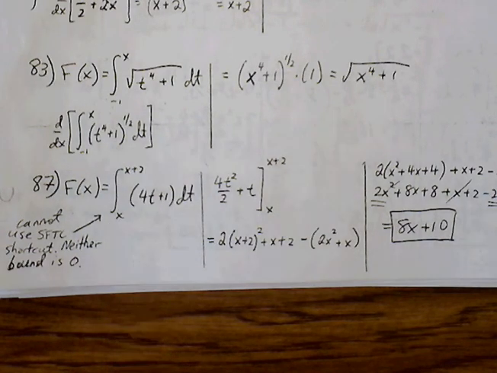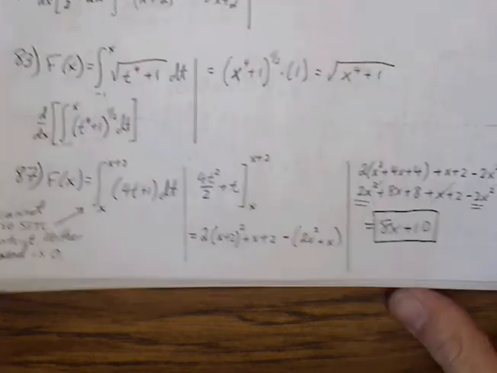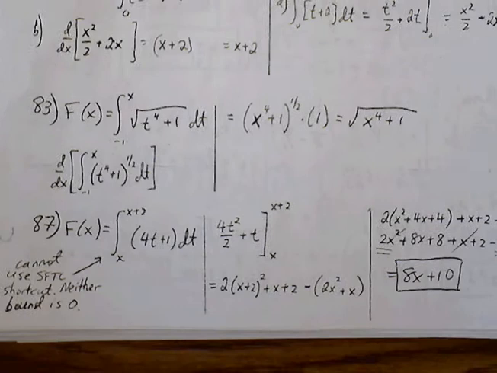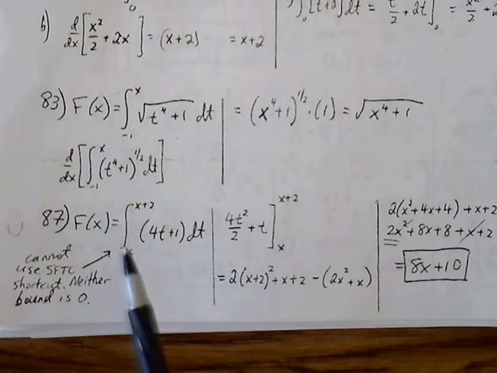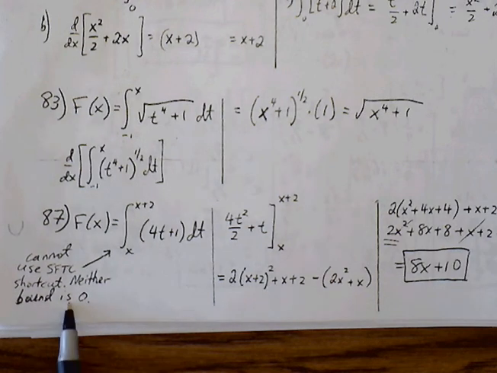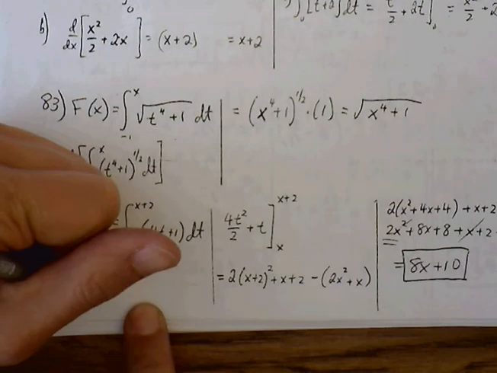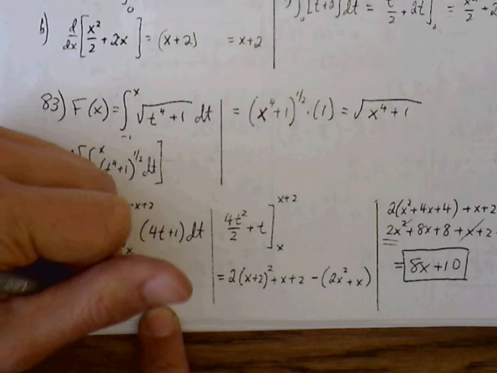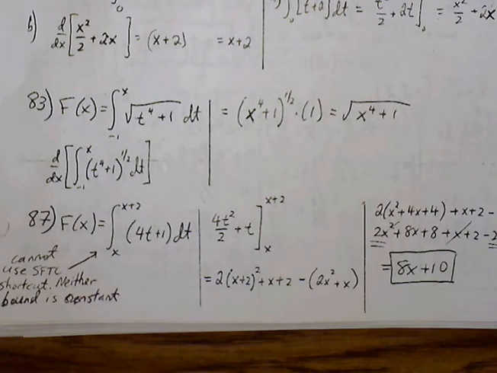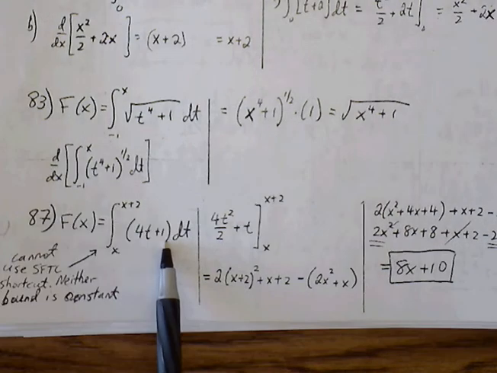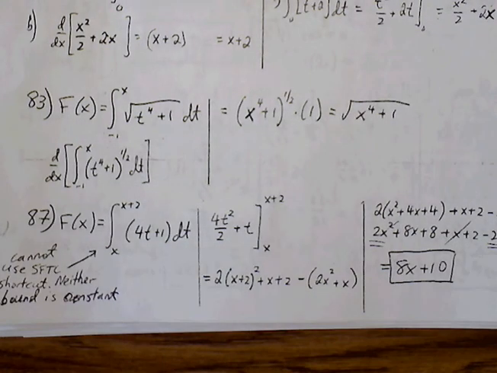Okay, 87, now we can see if we can apply the second theorem of calculus. It's actually not going to work because we have both bounds being variables. Okay, neither bound is a constant. So we've got to take this one step at a time. We've got to find the definite integral for 4t plus 1, and then we can evaluate using the derivative.